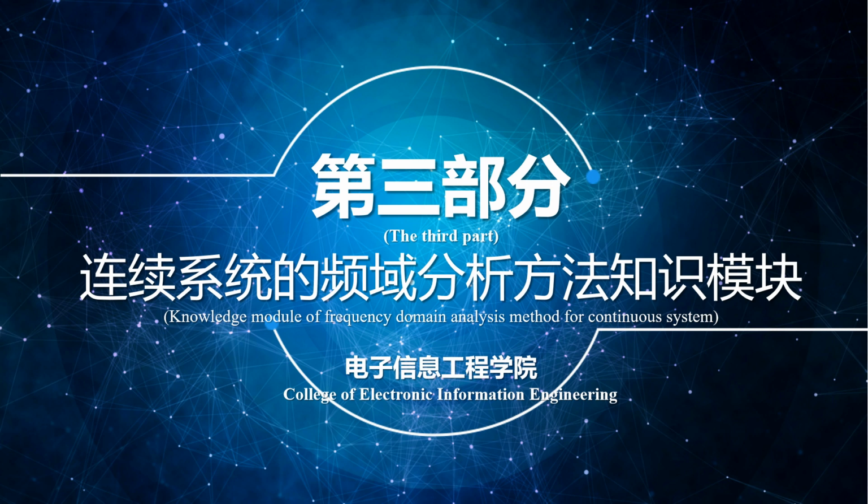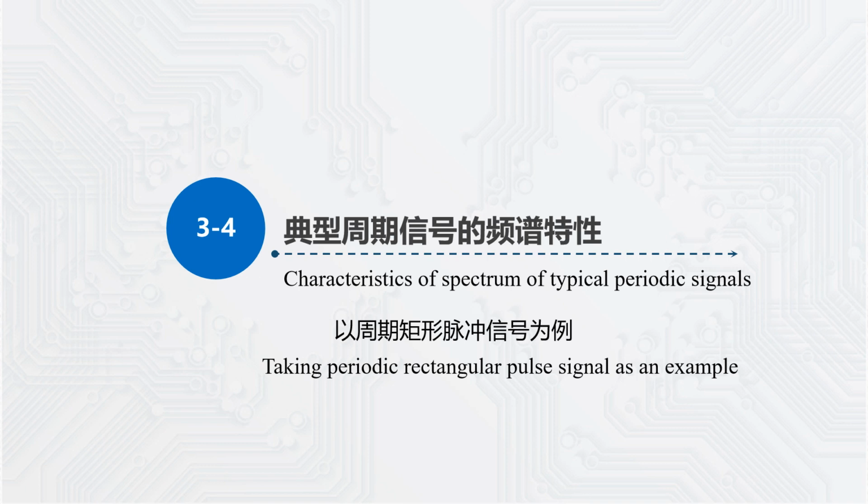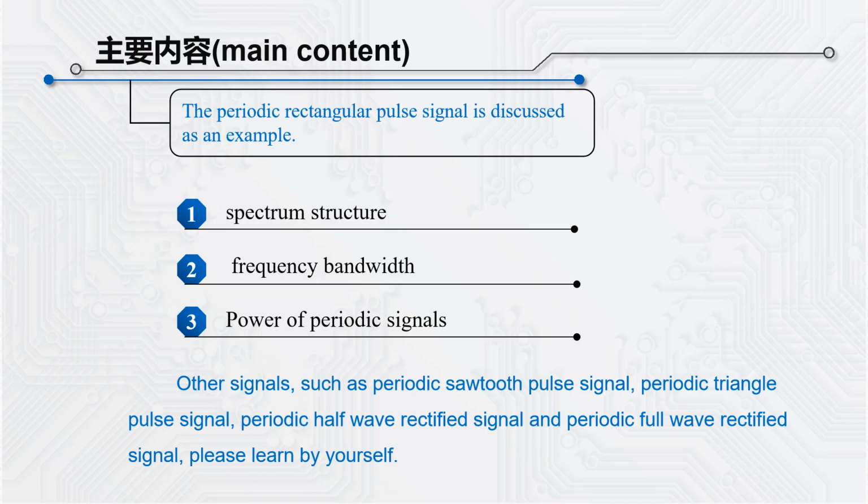Hello everyone, in this lesson, we will continue to study the frequency domain analysis module for continuous systems. Today, we will discuss the characteristics of spectrum of typical periodic systems. We will take periodic rectangular pulse signal as an example. The main contents include the spectrum structure of periodic rectangular pulse signal, frequency bandwidth and power of periodic signal.